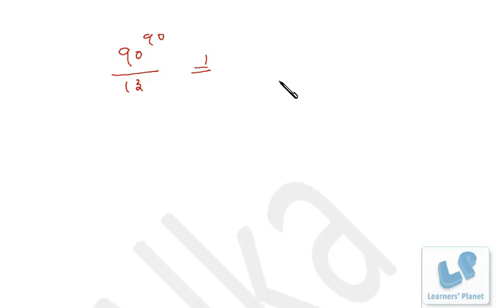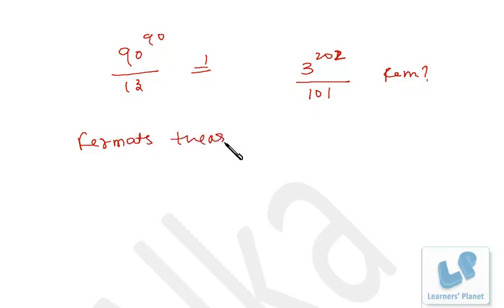Next I have a problem: 3 raised to 202 divided by 101, what is the remainder? In this case, we are going to use Fermat's theorem. That's an important theorem. Now what happens exactly in this theorem? Suppose I have any number P, that is the divisor, and any other number that is co-prime to P. Suppose this number is N. Then N raised to P minus 1, if it is divided by P, the remainder will be 1, right?